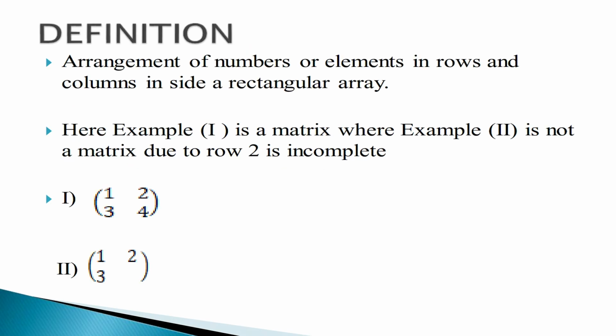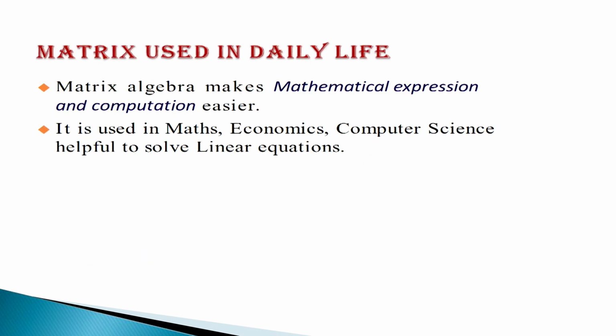What is the definition? The arrangement of numbers in rows and columns inside a rectangular array is known as a matrix. Here, example 1 is a matrix and example 2 is not a matrix because row 2 is incomplete. Next is the use of matrices in our daily life.